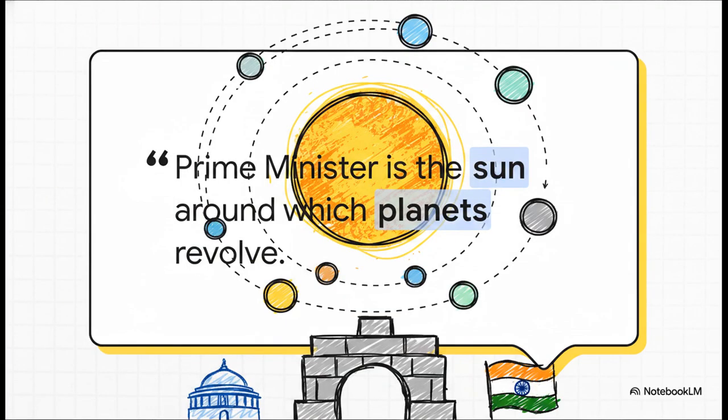Expanding on that sheer dominance, Ivor Jennings described the Prime Minister as the sun around which planets revolve. So, the crucial point is that the Prime Minister forms the absolute center of the administrative solar system. The PM is the literal keystone of the cabinet arch, holding unparalleled influence across both the executive and the legislature.